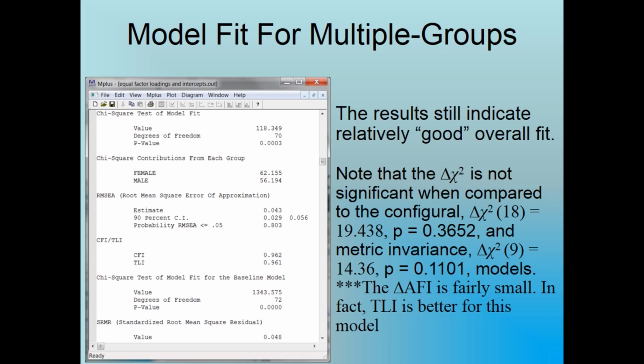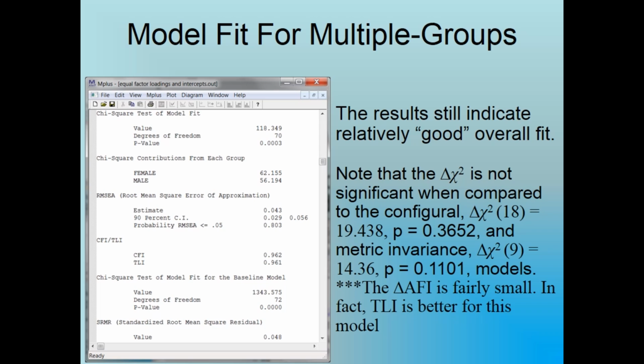Our change in chi-square is about 19, and our p is equal to 0.3652. This basically suggests that you do have metric invariance, and that your factor loadings and intercepts are both equal across the groups. Again, remember, you're comparing unstandardized factor loadings and unstandardized intercepts.